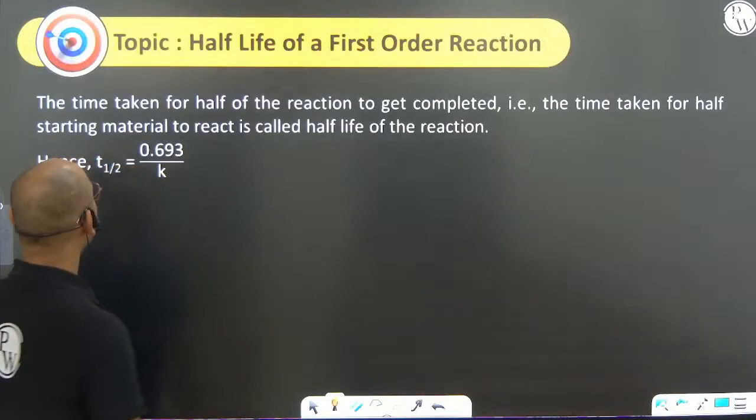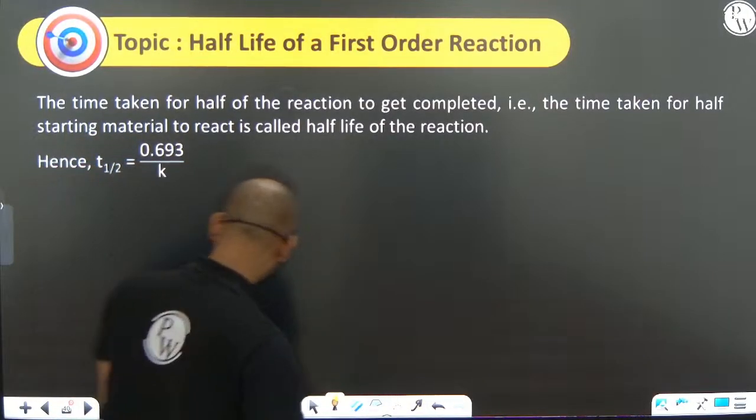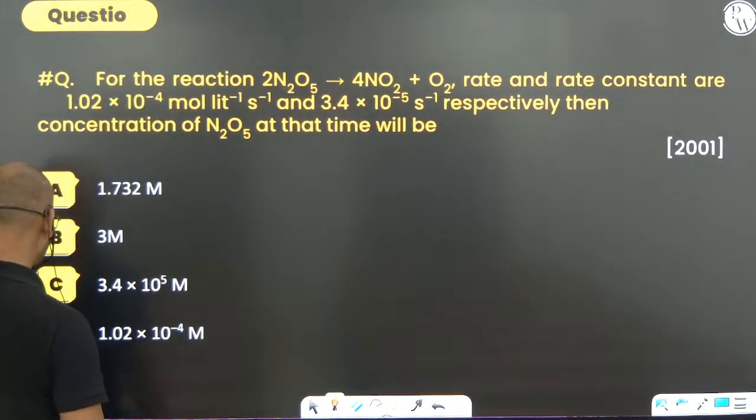नेक्स्ट, हाफ लाइफ ऑफ द फर्स्ट ऑर्डर रिएक्शन. हाफ लाइफ ऑफ द फर्स्ट ऑर्डर रिएक्शन ऑलरेडी डन. ठीक है, चलो आगे बढ़ेंगे. विल कम डायरेक्टली टू द ग्राफ्स.